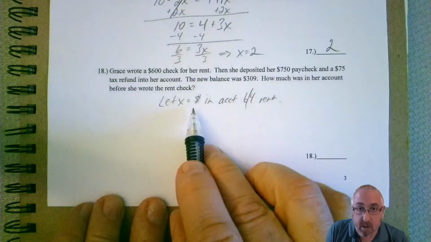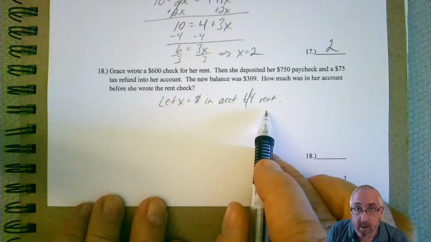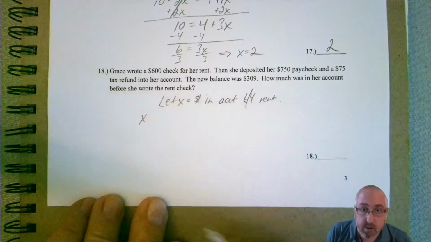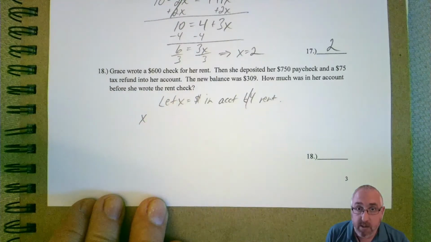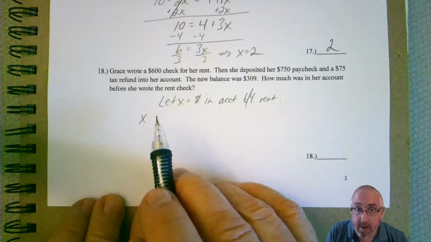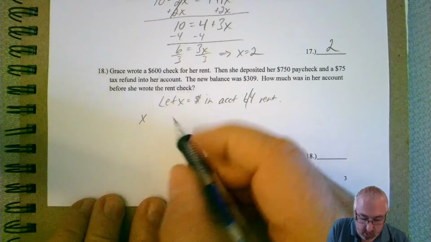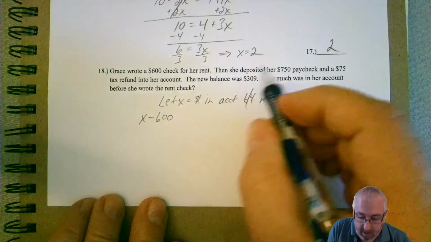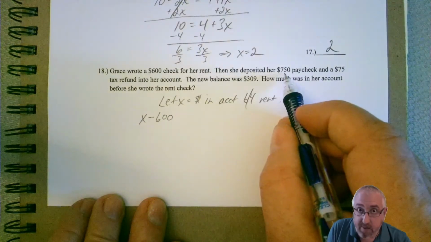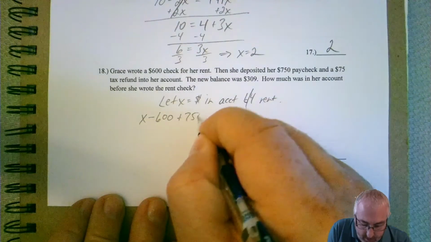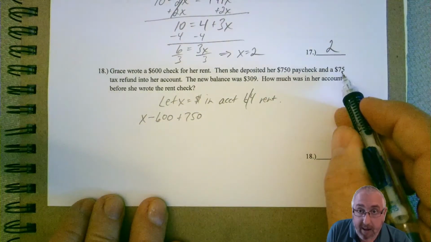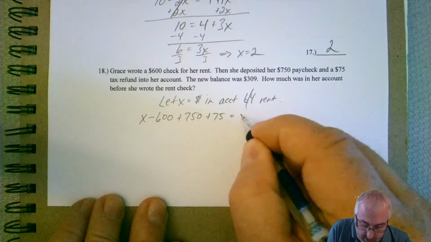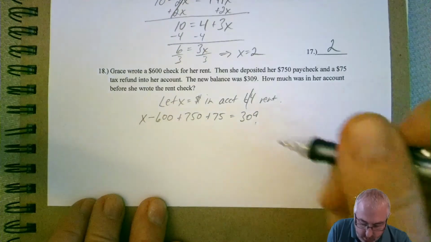So this is going to be the money in the account before the rent. And now, let's see what we've got. There's the money in her account before she wrote the rent check. Now what happened? She wrote a check for $600, so we're going to have to take that away from her account. Then we're going to deposit $750, so we want to add that in. And then we're going to add in the tax refund. And that should end up equaling her new balance, which is 309.